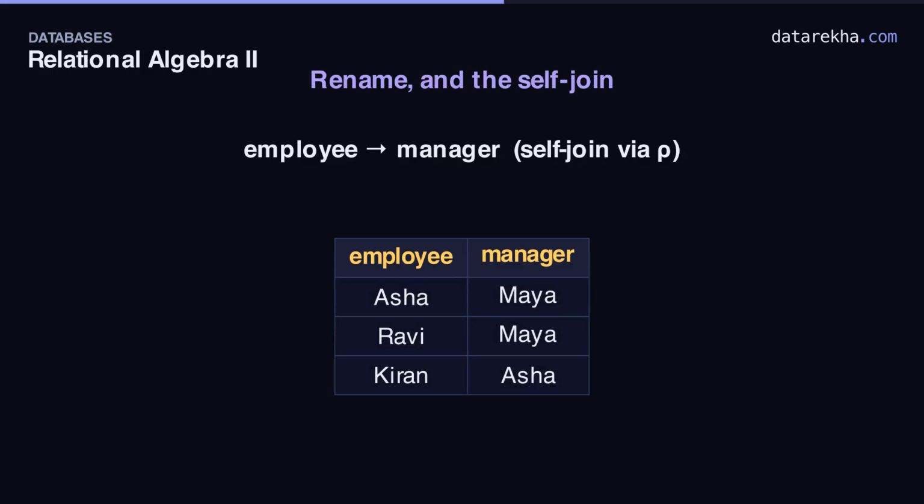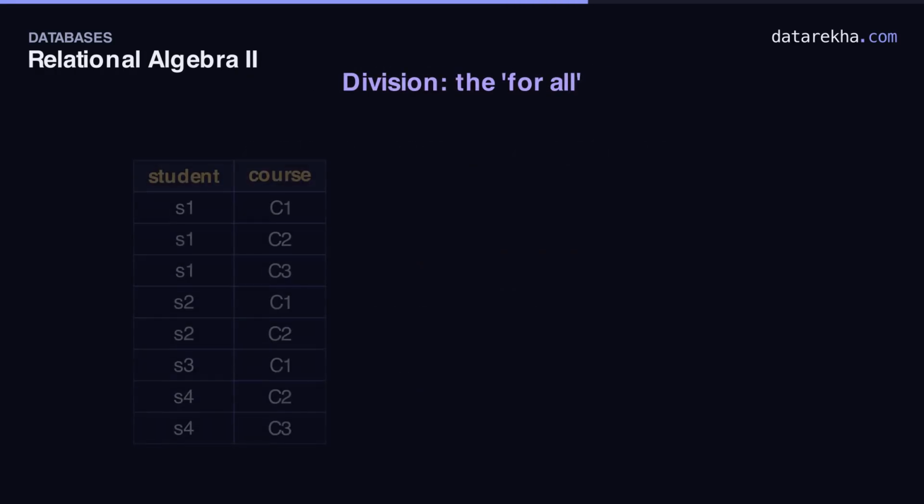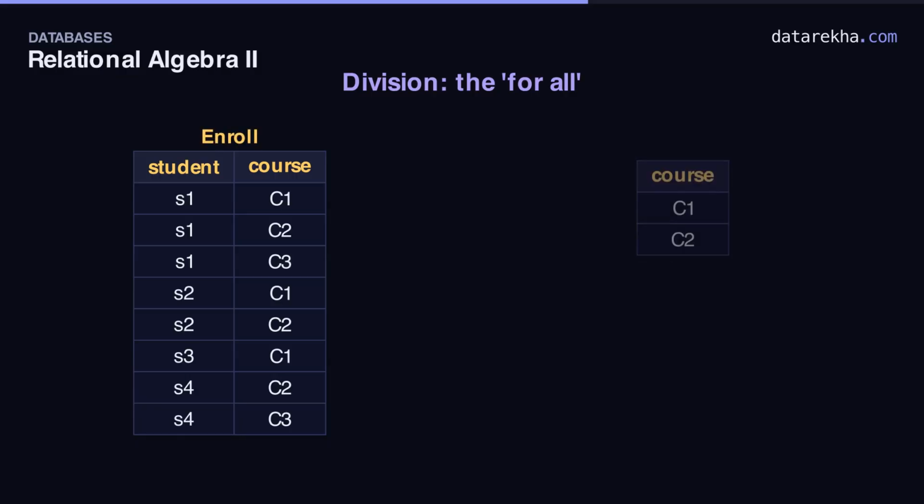Ravi's manager is also Maya. Kiran's manager is Asha. Maya herself has no manager, so she leads no pair. A table joined to itself, made possible entirely by rename. The last operator is the subtle one, division. It answers questions with the words "for all" hidden inside.